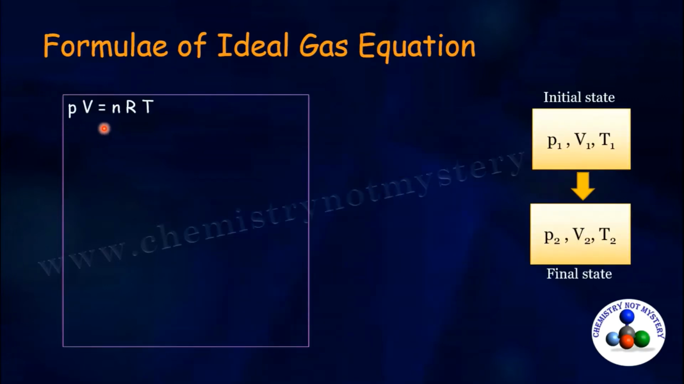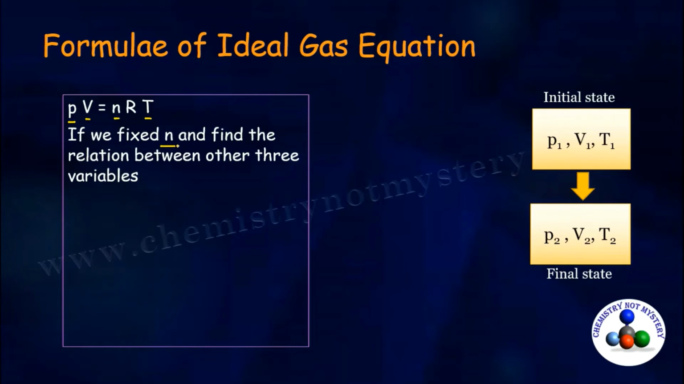We have the ideal gas equation PV = nRT, and there are four variables: pressure, volume, number of moles, and temperature, while R is a constant. We fix the number of moles of a gas and find the relation between the other three variables. So you get the equation PV/T = nR. Here we have fixed n, the number of moles of a gas, and it is multiplied by the constant, so you get another constant.